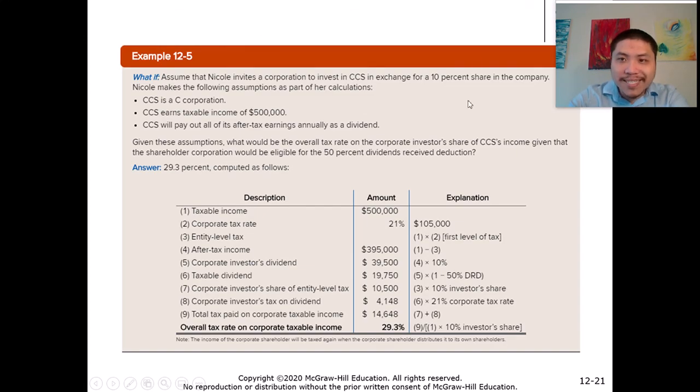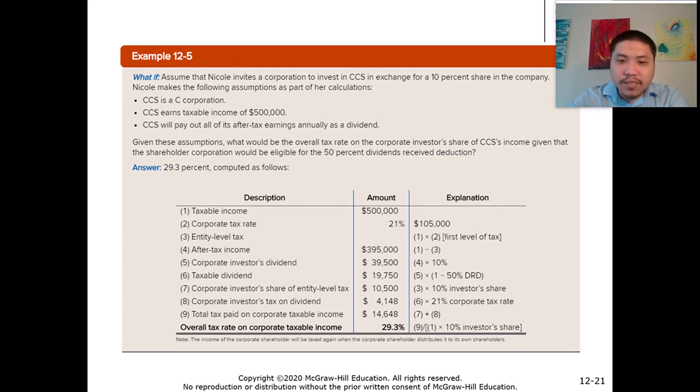And then this corporation owns 10% of CCS, right? So that's why the dividend is going to be 10% of $395,000, which equals $39,500. And because this company is eligible for the 50% dividends received deduction, we can exclude 50% of the dividend that this company received from CCS. So we take 39,500 times 50%, pretty much one minus 50%, and that gives us 19,750.